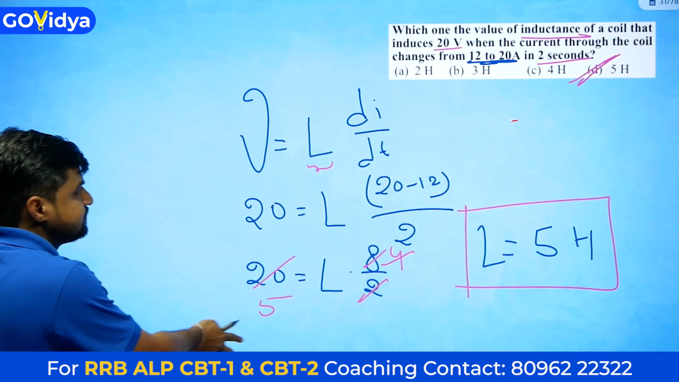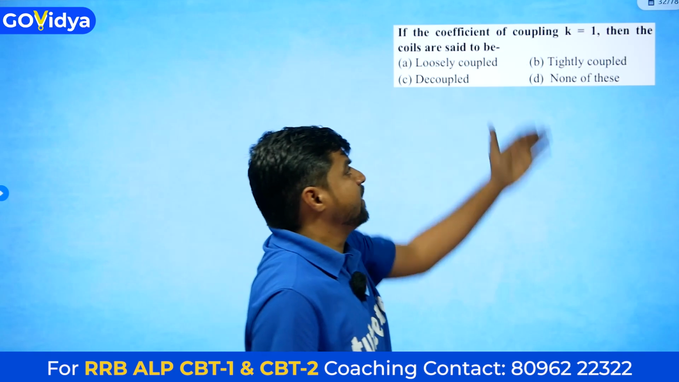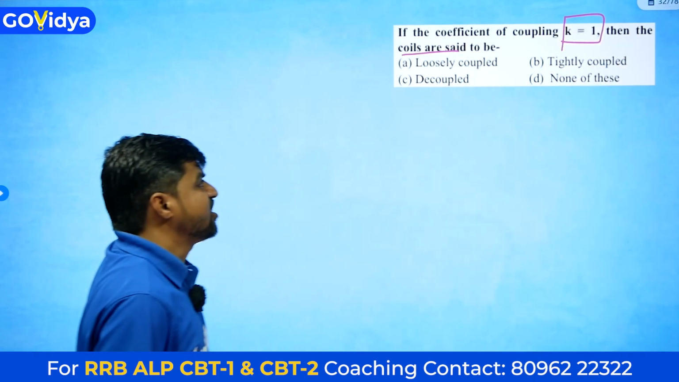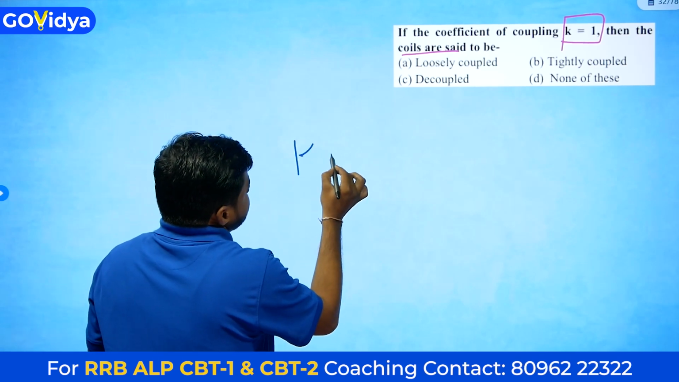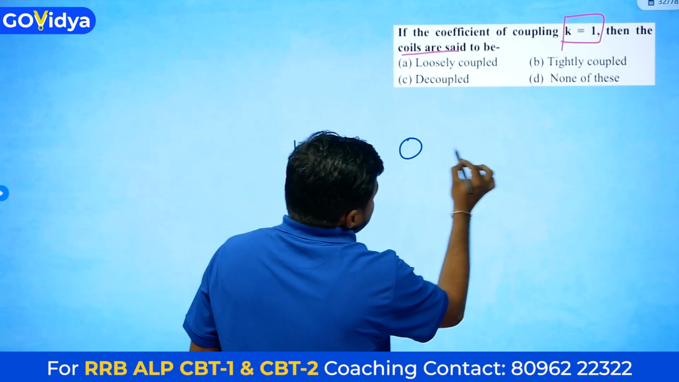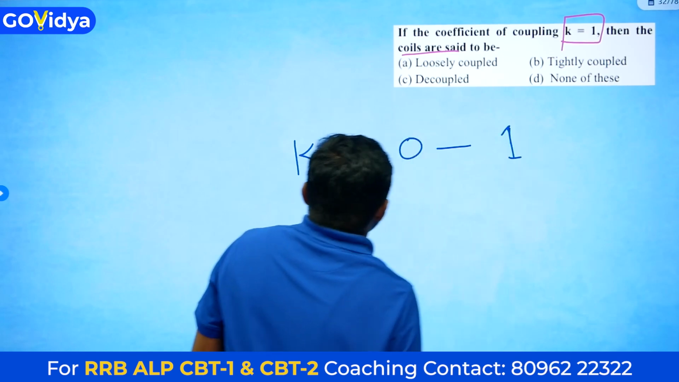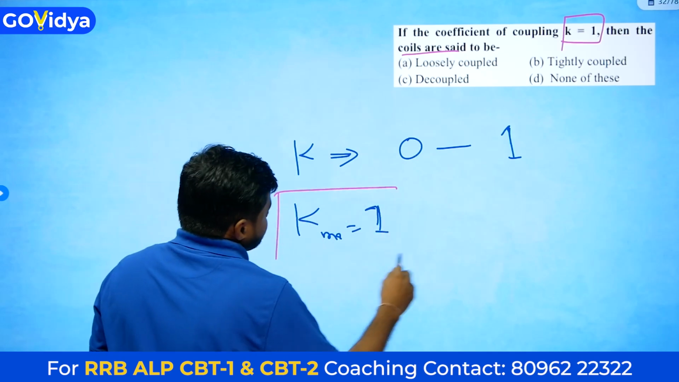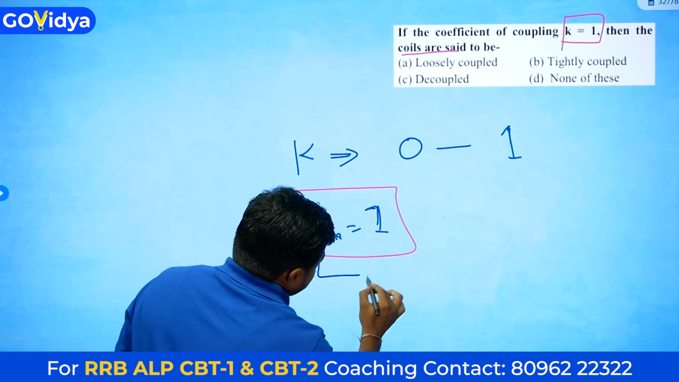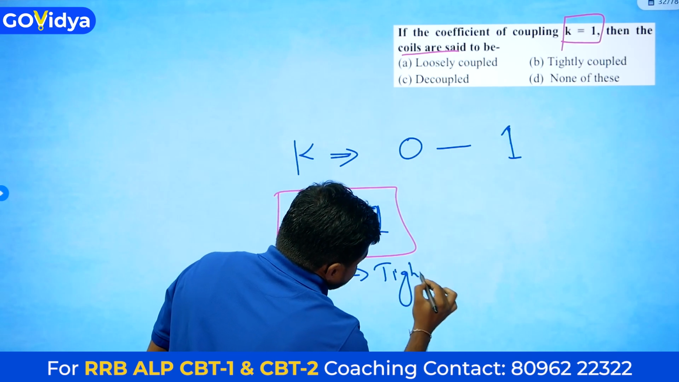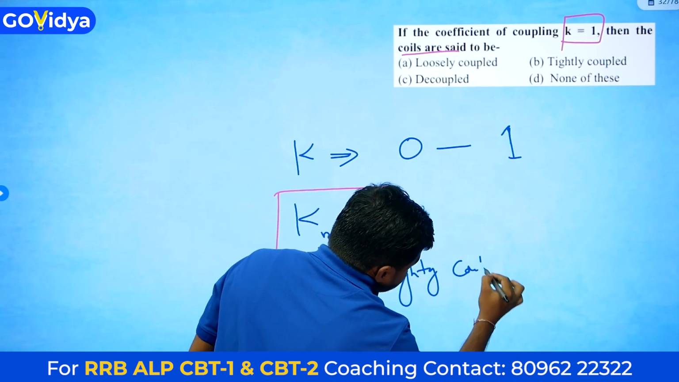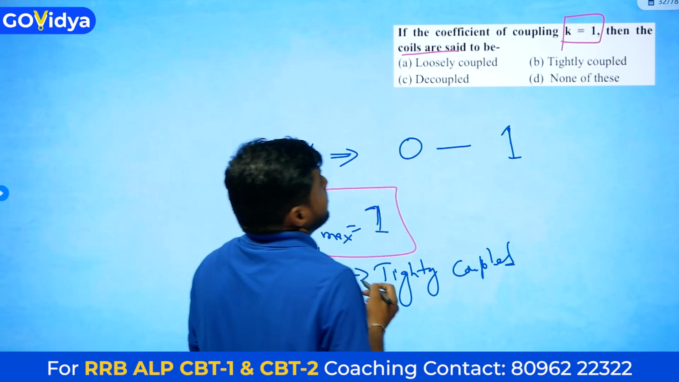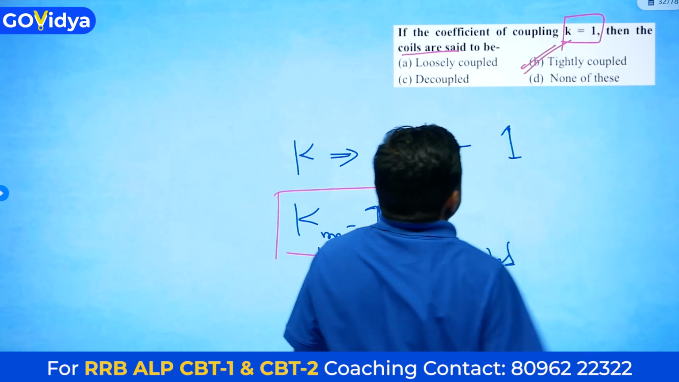Okay, next question. If the coefficient of coupling K is equal to 1, then the coils are said to be: The coefficient of coupling K ranges from 0 to 1. The maximum value K max is equal to 1. Under which condition? When two coils are tightly coupled, then the K value is 1. K value is 1 under the tightly coupled condition. Okay, next question.